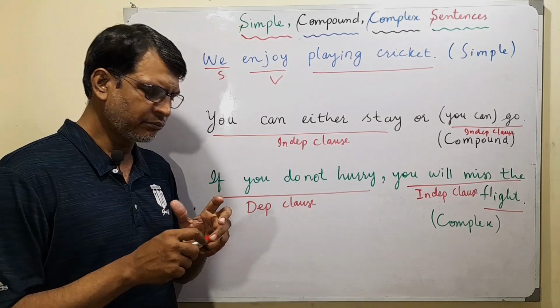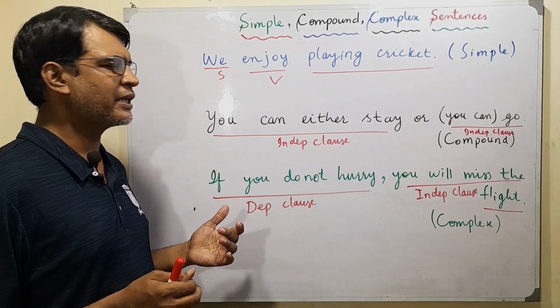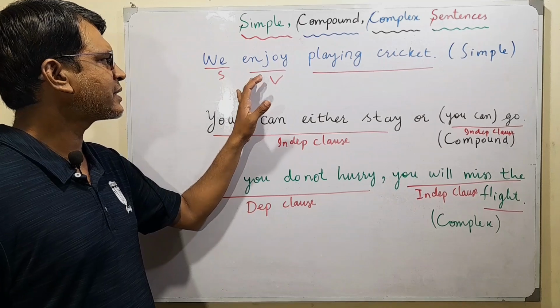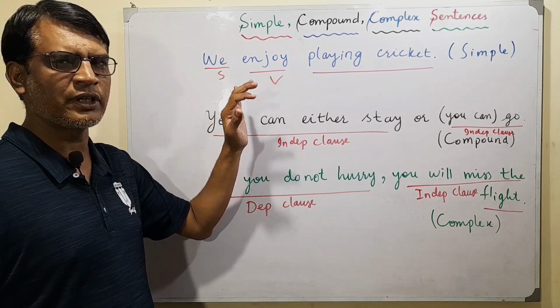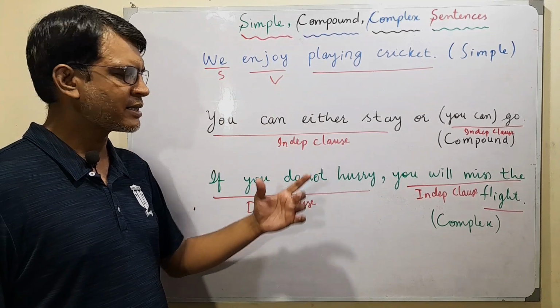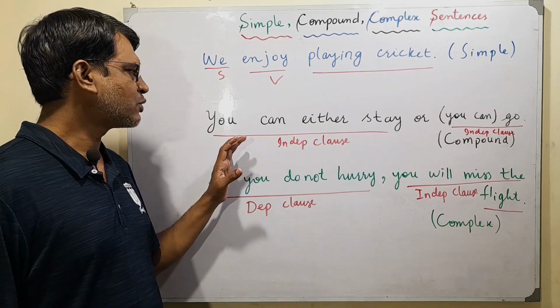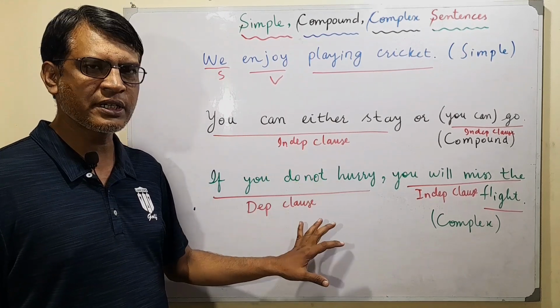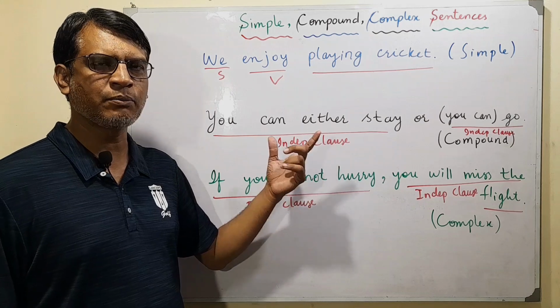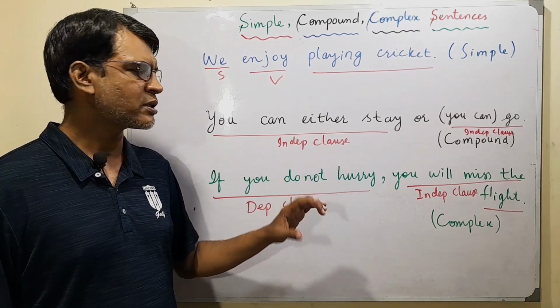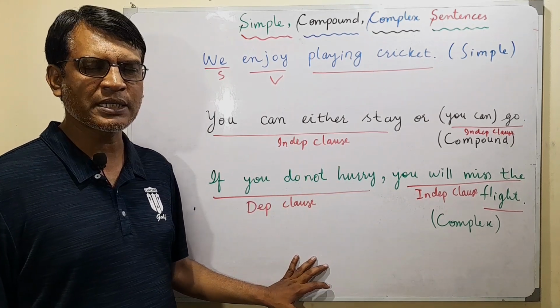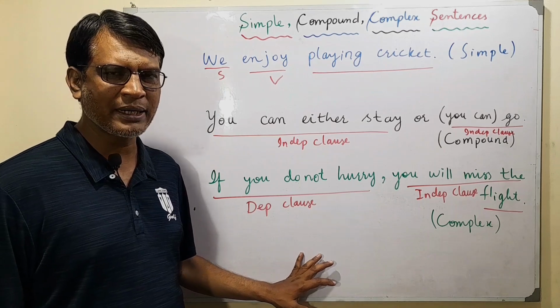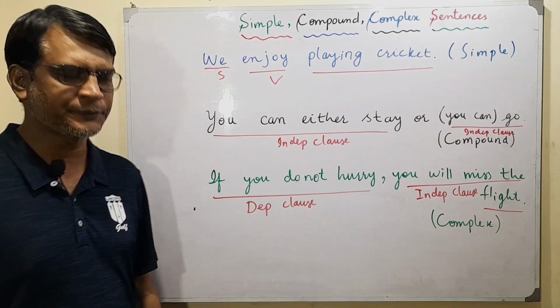Okay, as a final note, I should say also that in a simple sentence, we have one subject, one verb. In compound sentence and complex sentence, we have two subjects, two verbs. And the difference is that in compound sentence, both clauses are independent clauses, and in a complex sentence, one is independent and one is dependent.